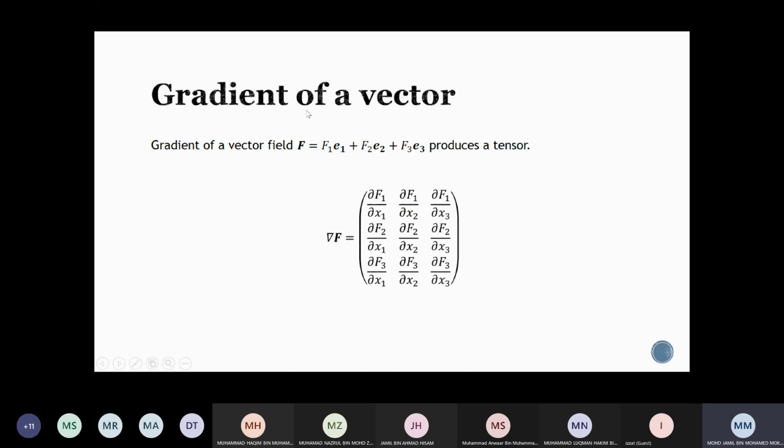Gradient can also be applied on a vector. Just now it was the gradient of a scalar. Now we can apply gradient on a vector. Let's say you have a vector f equals f1 e1 plus f2 e2 plus f3 e3. If you apply gradient to this vector, it will produce a tensor. So this is the tensor.